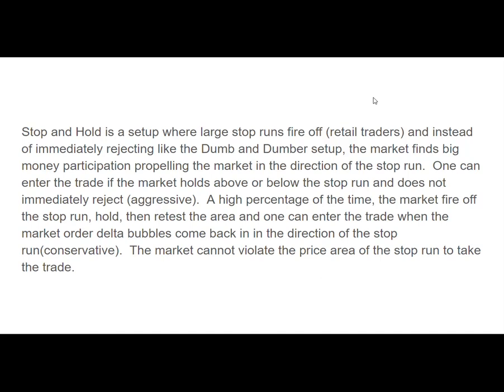A high percentage of the time, the market will fire off the stop run, hold, then retest the area, and one can enter the trade when the market order delta bubbles come back in the direction of the stop run, which is the conservative entry, which we've seen many times in these other setups. The market cannot violate the price area of the stop run to take the trade. If it violates, it could potentially be a Dumb and Dumber setup. So we'll see the difference here right now.